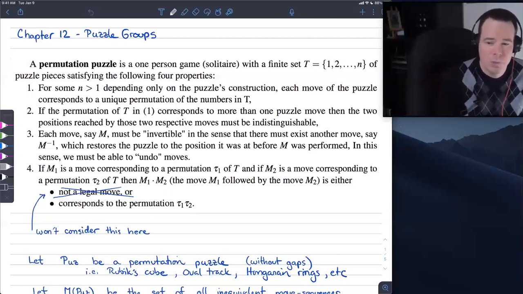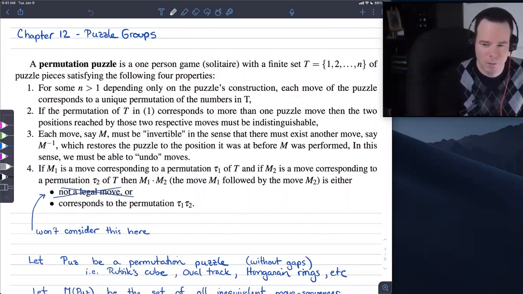So number 3, each move must be invertible. So if you do a move, you should be able to undo it. And here the move means move sequence. So if you do a sequence of moves, you should be able to do them in reverse and invert them and get back to where you started from.